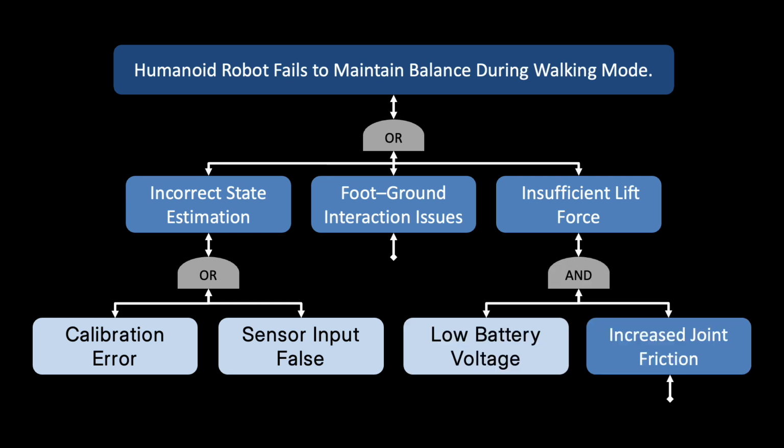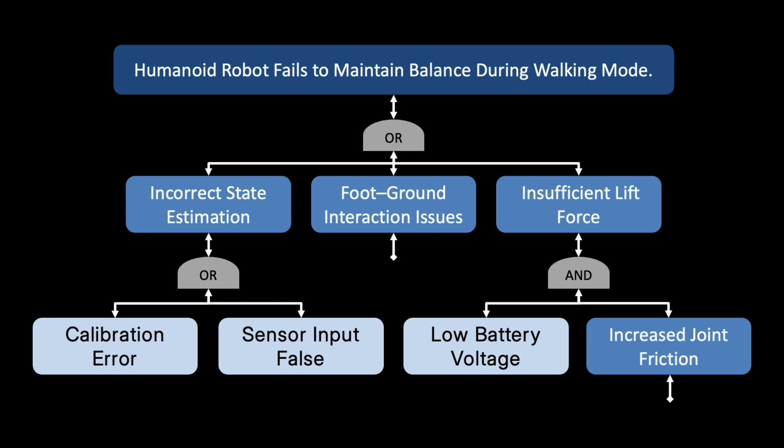As another example, looking at the right side, here there is a cause for the insufficient lift force, which can be a combination of low battery voltage and increased joint friction. Those two causes have to interact together to lead to an insufficient lift force. So therefore, those two are connected by an AND gate. Also, you see that one of them is a root cause, which is the low battery voltage, and the other is again an intermediate cause, which has other root causes and needs to be investigated further.